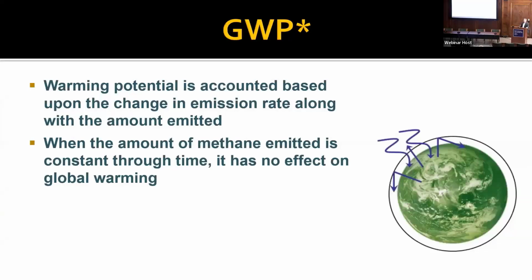So this has led to the development of a different model now that's referred to as GWP star. Here, warming potential is accounted based upon the change in the emission rate along with the amount emitted over time. So when the amount of methane being emitted is constant through time, it's oxidizing in the atmosphere as quickly as it's being emitted, so there's no effect. And even if we're emitting less methane over time, then we're in effect adding to cooling of the environment, okay?